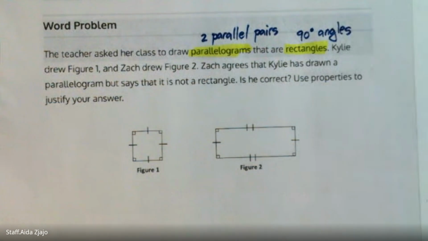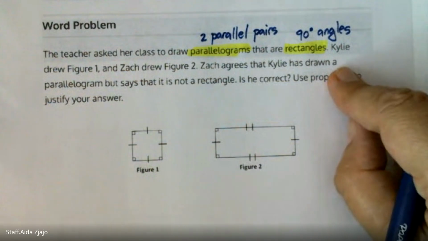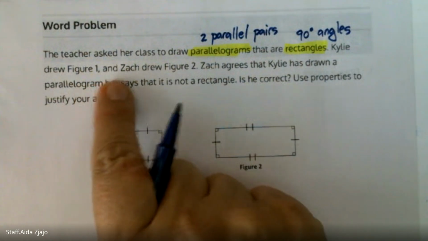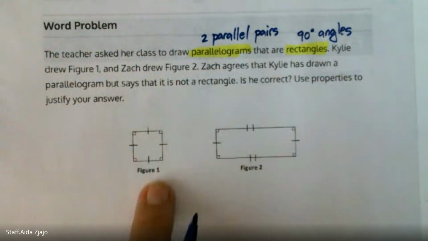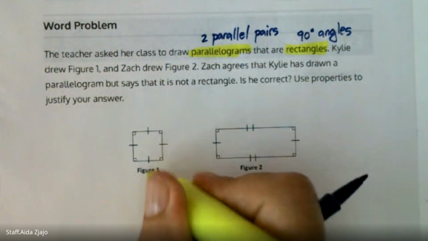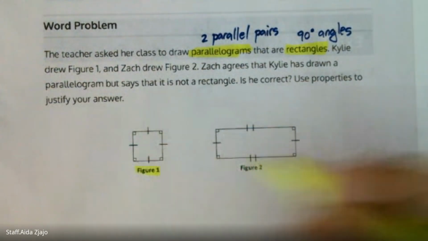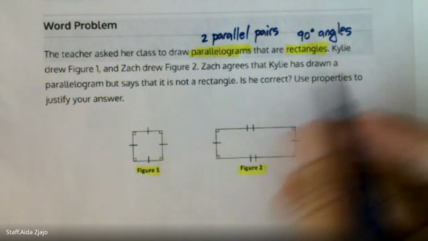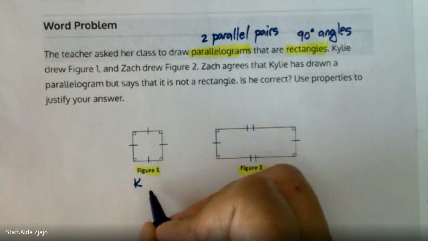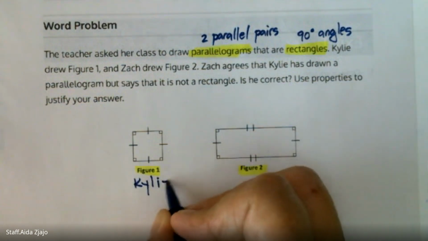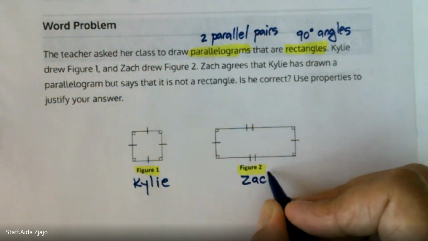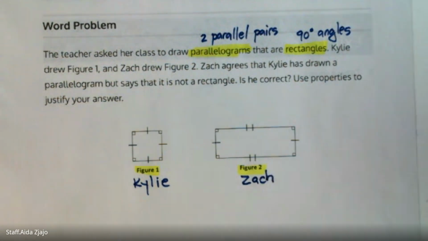Okay, that's like when I'm taking off the first sentence. Kylie drew figure 1 and Zach drew figure 2. So this is very important that you label correctly so you cannot mix up who drew what. So Zach did this. Okay.